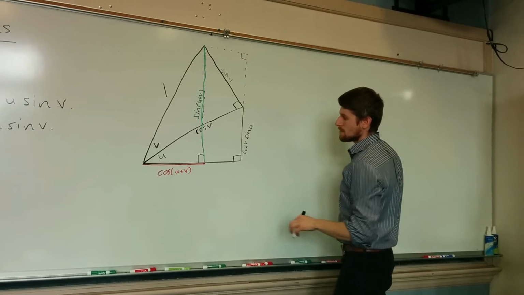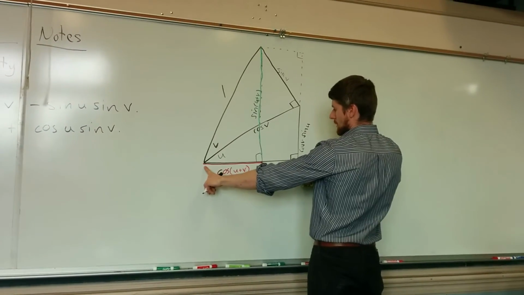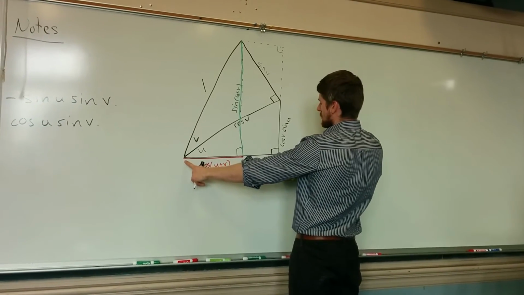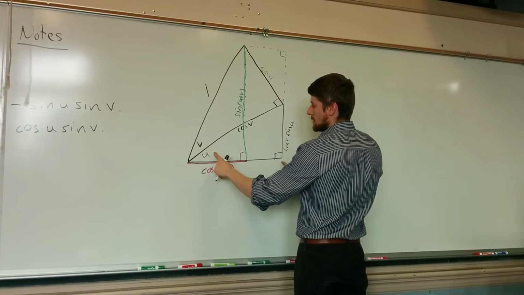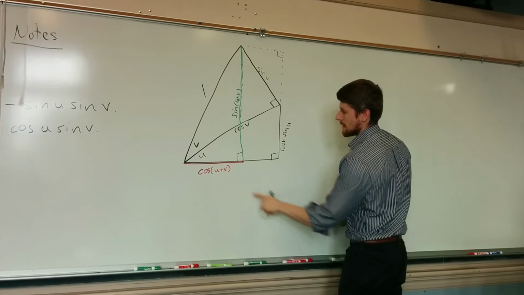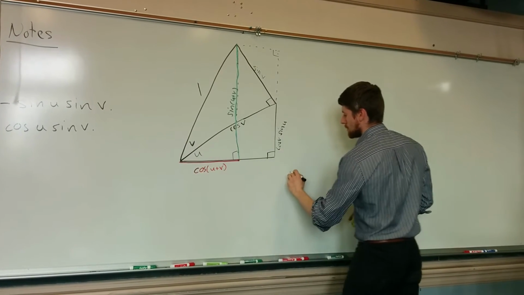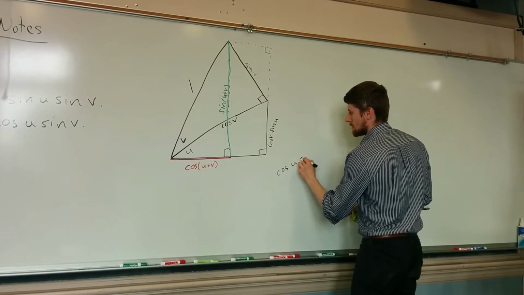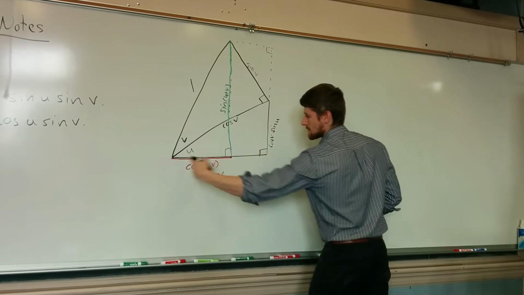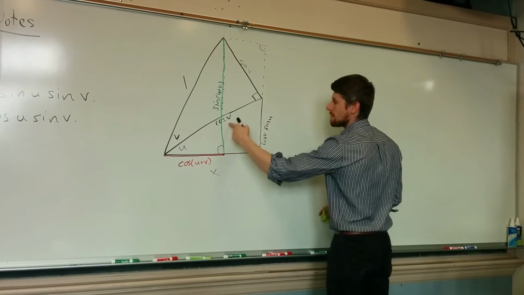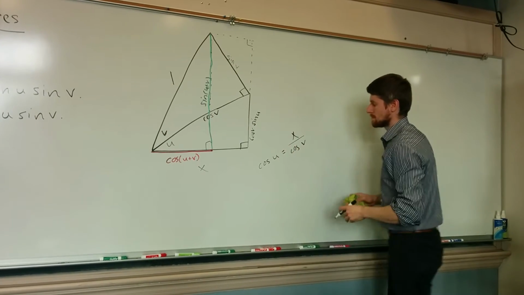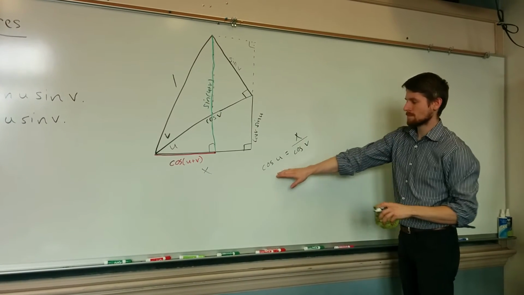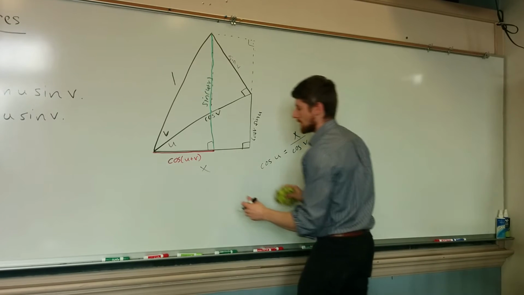And then how long is this side right here? Well, this is the adjacent side to u. So that means that the cosine of u equals whatever this long length, x, is, divided by cosine of v, the hypotenuse. So what is x then? Cosine u cosine v.